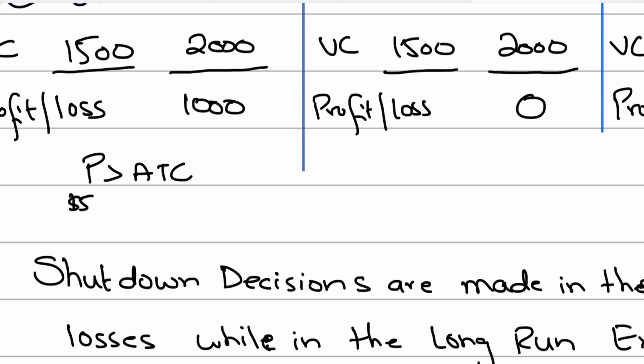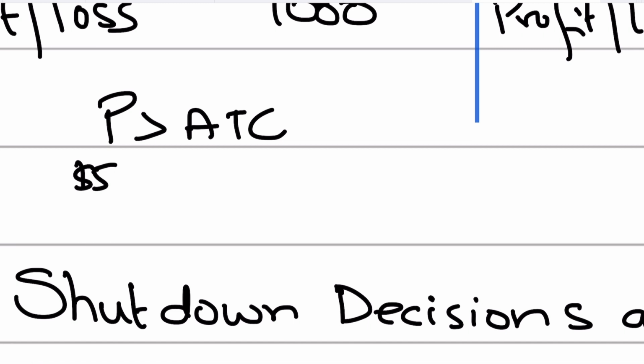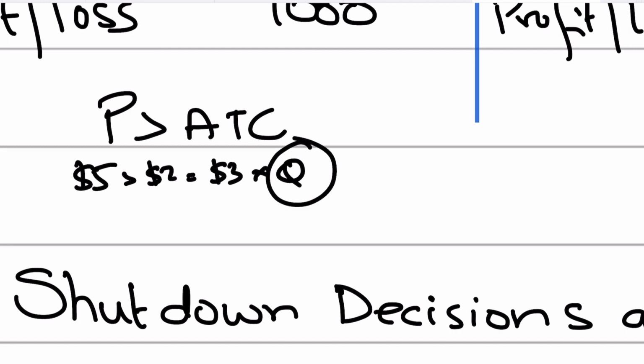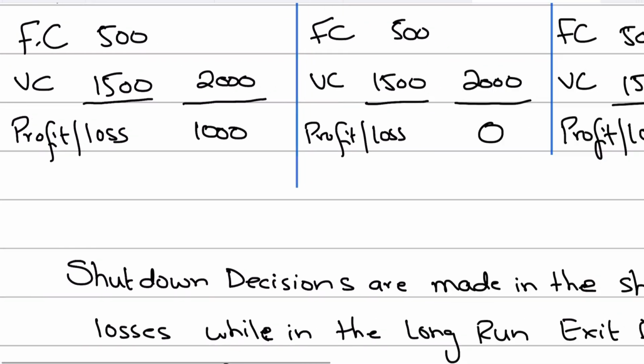So over a consistent range of output, the firms are price takers. Each additional unit they sell, they are selling at the same price. So if price is more than ATC, let's say $5 is more than, let's say, the average total cost of $2, there is an abnormal profit of $3 per unit multiplied by the quantity that you're selling, which is obviously the profit maximizing quantity based on MC equals MR. So firm A is basically making an abnormal profit of $1,000. That's the logic behind this.